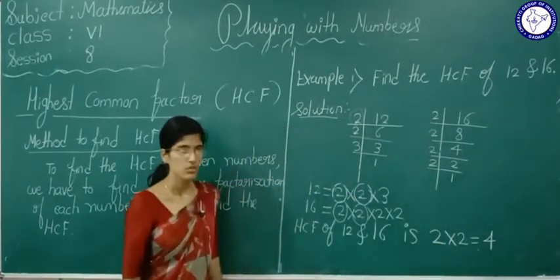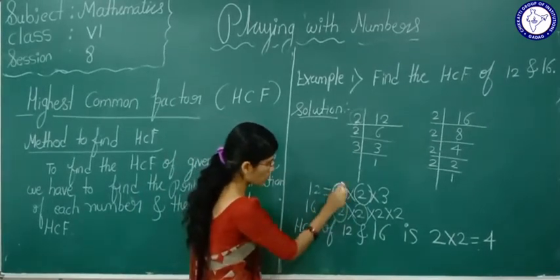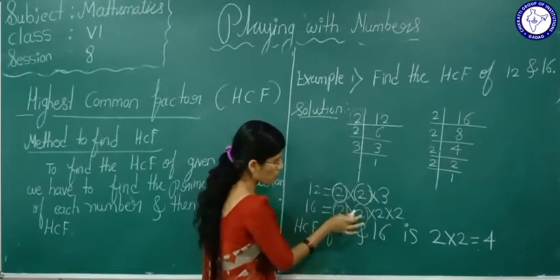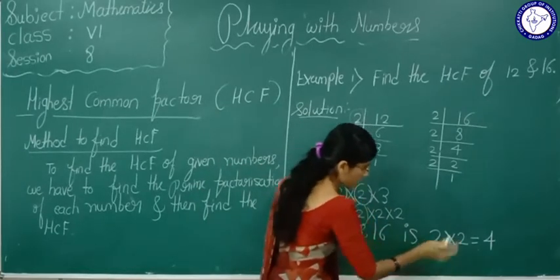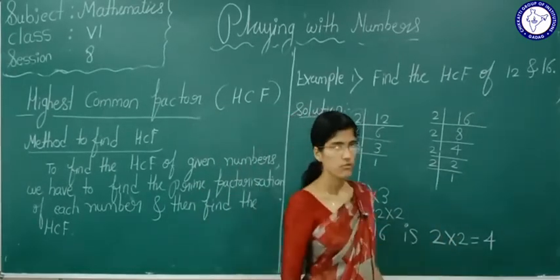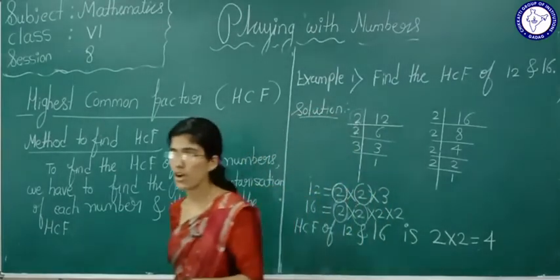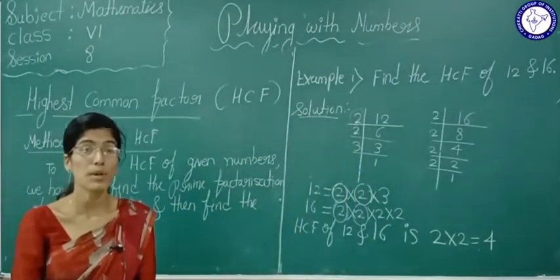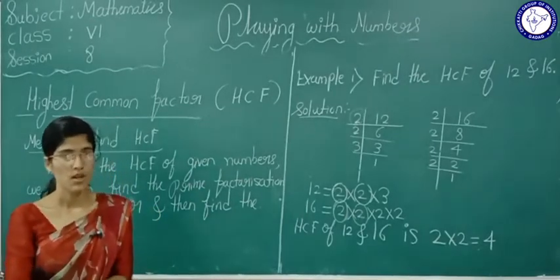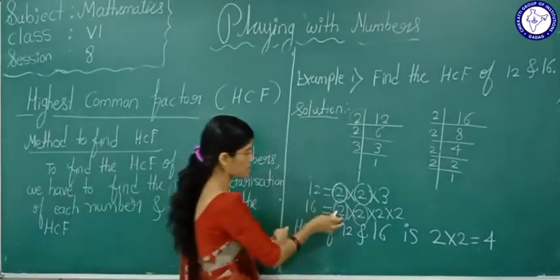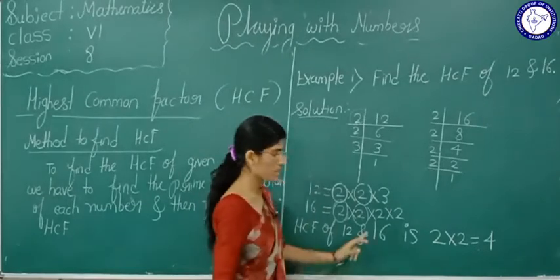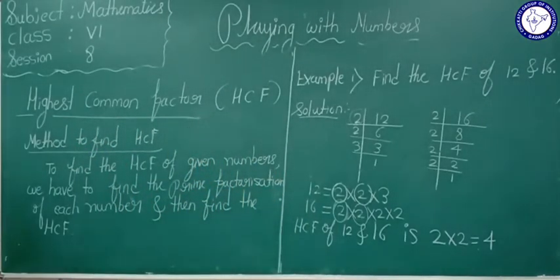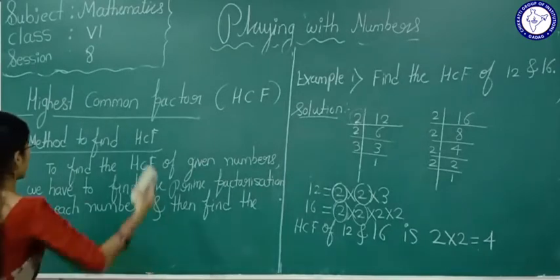Is it understood? See here 2 is common, here 2 is common, you have to write it once. 2 twos are 4. See, this is the way we are going to find the HCF. First you have to do the prime factorization and afterwards you carry out this process. One more problem we will take, so you will understand.